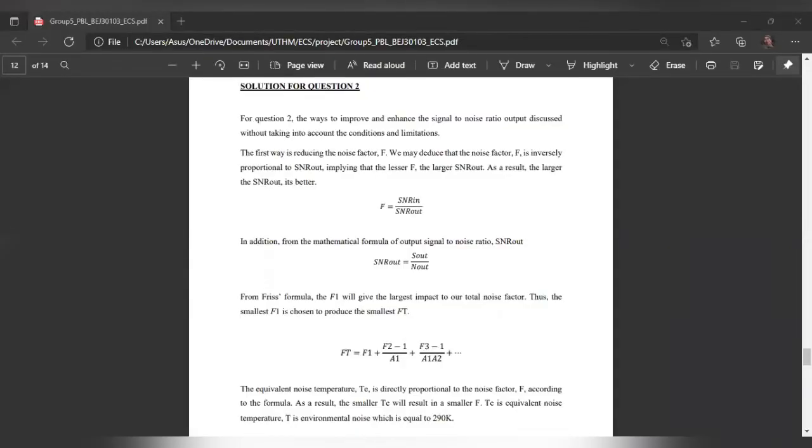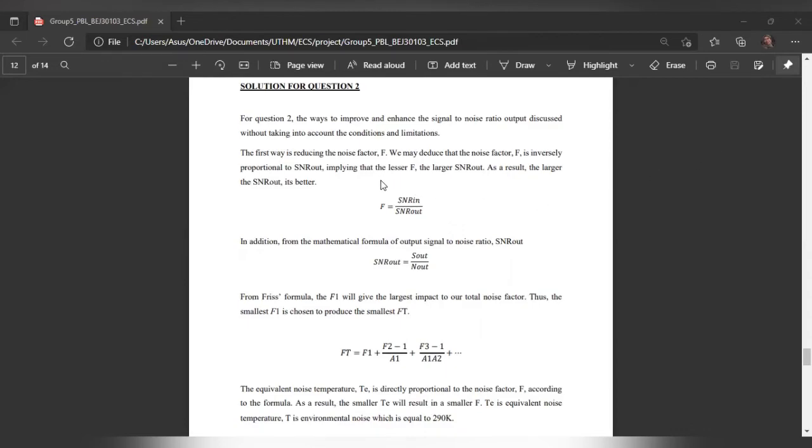Solution for question 2. Question 2 needs the ways to improve and enhance the signal to noise ratio output, discussed without taking into account the conditions and limitations. The first way is reducing the noise factor. We may deduce that the noise factor F is inversely proportional to SNR out, implying that the lesser the F, the larger the SNR out. As a result, the larger the SNR out, the better.